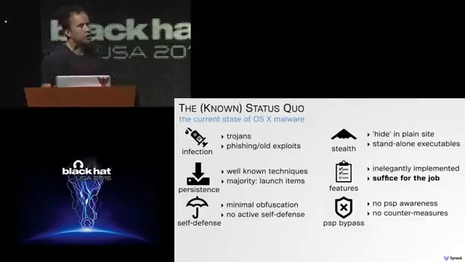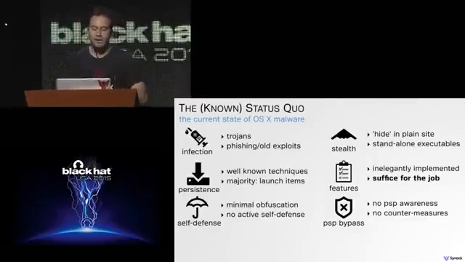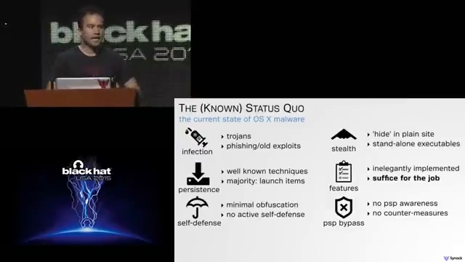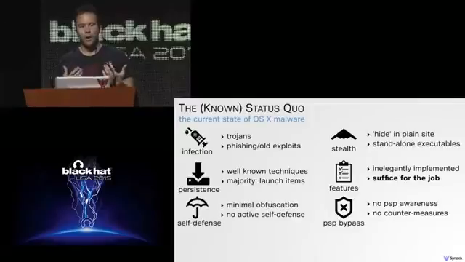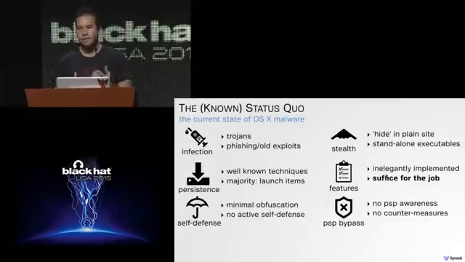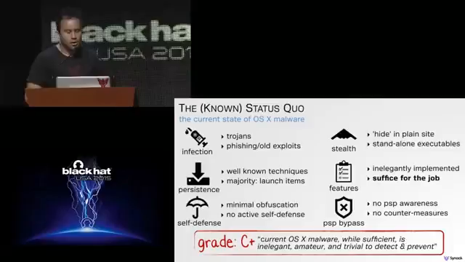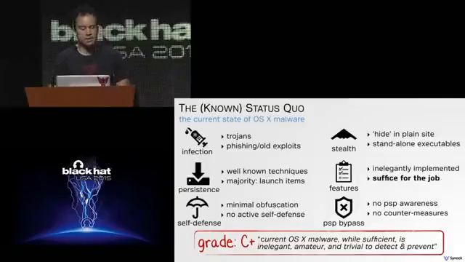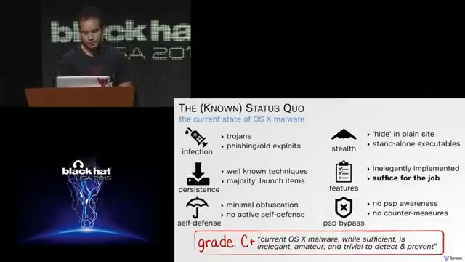In terms of personal security bypasses, so bypassing firewalls and antivirus products, we don't see any of this malware having any antivirus or personal security product awareness or trying to actively bypass them. Hacking Team's implant did have some stubs for injecting random garbage bytes to bypass AV-based signatures, but again, that was pretty much it. So the grade I like to give current Mac malware is a C+. It is sufficient, but it's inelegant, amateur, and trivial to both detect and prevent.